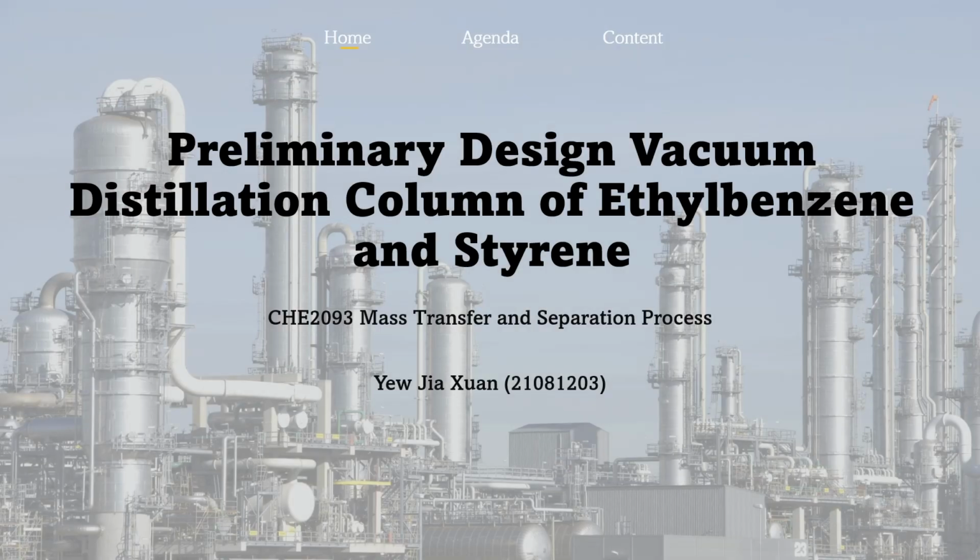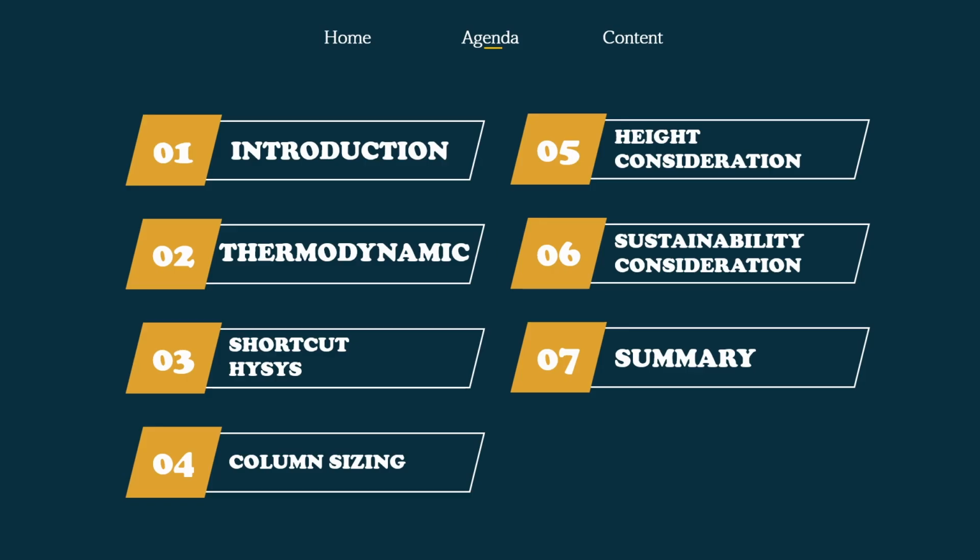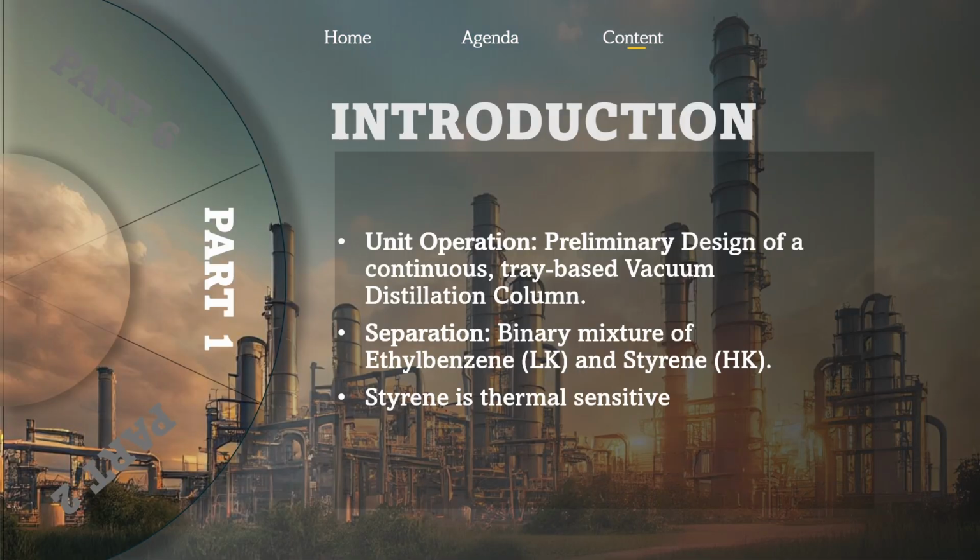This is a preliminary design of a vacuum distillation column for ethylbenzene and styrene, done by Yu Jiaxuan. Vacuum distillation is defined as a distillation technique that operates under reduced pressure, allowing the evaporation of liquid components at significantly lower boiling points than the standard atmospheric pressure.